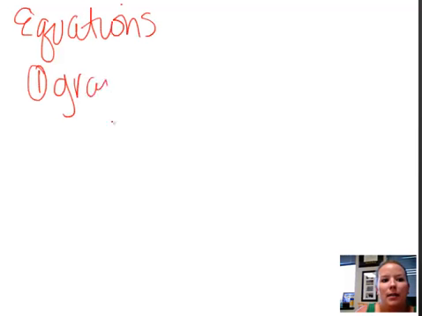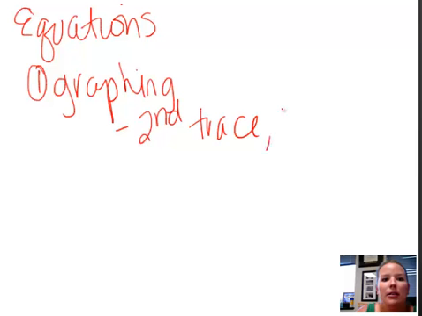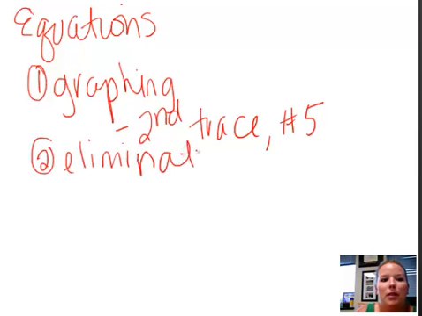Equations, we have 4 methods of solving. Number 1, we have graphing, meaning we're looking just for the intersection point. Remember, you hit second trace, and then you hit number 5, and then you hit enter 3 times. We have elimination, meaning to eliminate a variable. Most of you are pretty good at that one by now. You multiply one of the equations by a number so that something eliminates.